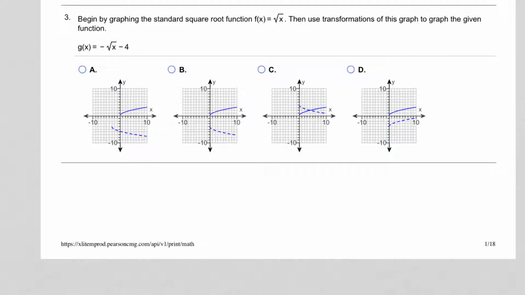Number three, we have two transformations. We have a reflection right there over the x-axis. So it's going to go upside down, or it's going to go in the downward position, and then it's going to go down 4. So they're all pretty much reflected except for this one. That's not reflected. And then the only one that's shifted down 4 would be this one here.